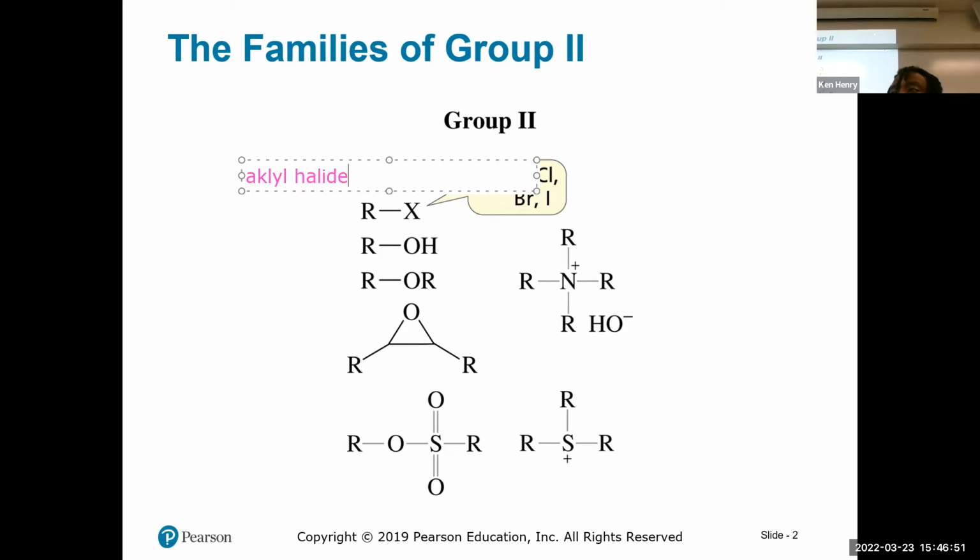I may have misspelled that. Alkyl, I put the L in the wrong space. Alkyl halides. Okay, so we have our alkyl halides.